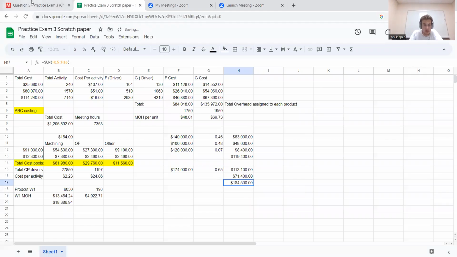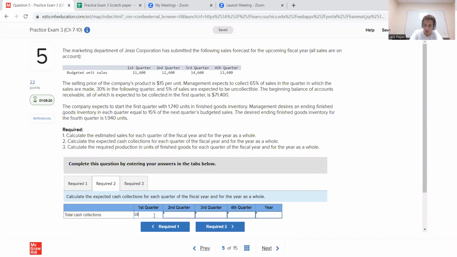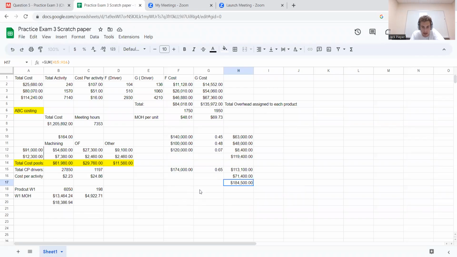That plus that, 184,500. Okay, and then in the second quarter, again, we will collect 65% of the sales in the second quarter, but we'll also collect the 30% of the first quarter, right? So we'll do 0.3 times the first quarter sales, and that would be our accounts receivable at the end of the first quarter.